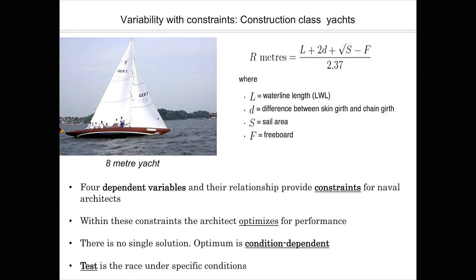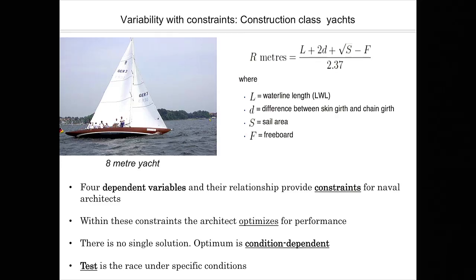This doesn't mean that the boat is 8 meters long, it simply means that these variables can be chosen by the naval architect in deliberate ways. He can make the boat very long but with little sail, or he can make it short but with a gigantic sail. So there is flexibility within this formula, but the answer always has to be 8 meters. One can go on the internet or to the harbor, and there are beautiful boats like that; they're different in appearance, but they all conform to this formula. And then the question is, how do we test whether the naval architect has been successful in building a good boat? This might be a race, so that the boat is tested in a race under specific conditions.